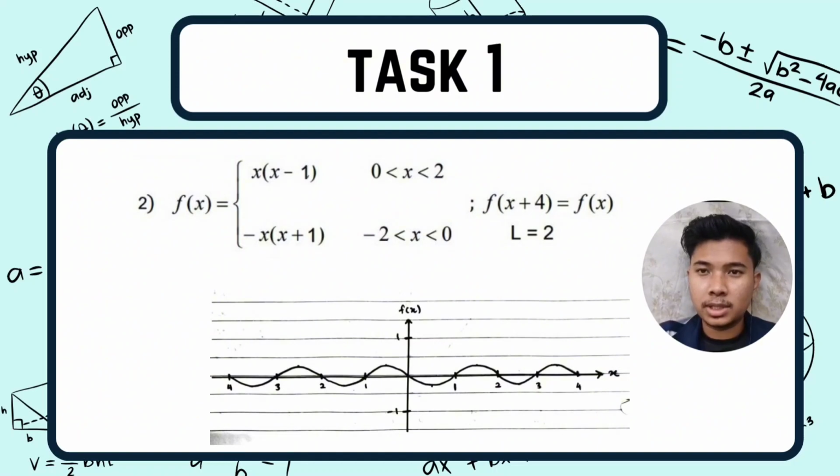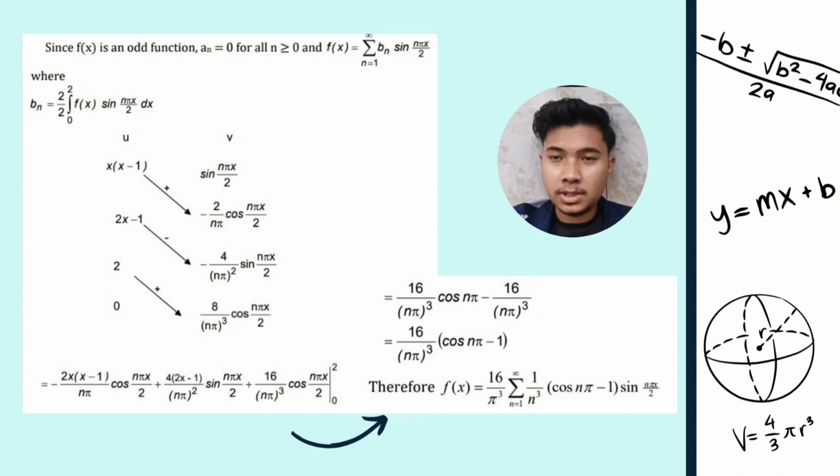So next is question number 2 for task 1. For the function given, based on the graph plotted, we can see that the function is symmetry about the origin. So the function is an odd function. Since f(x) is an odd function, the value of an is equal to 0 for all values of n more than or equal to 0.